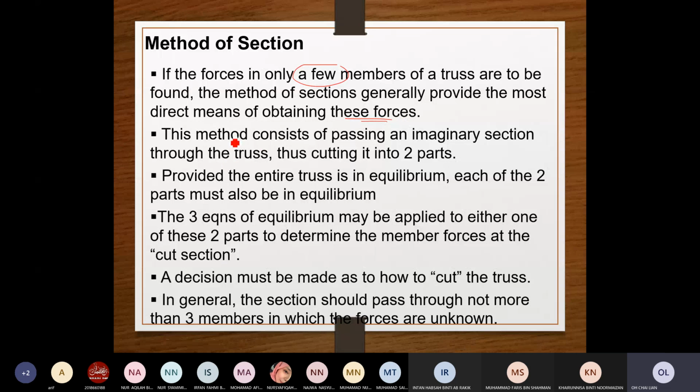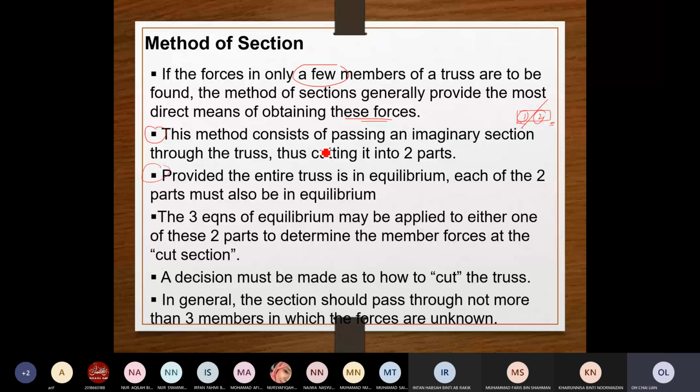And then the second one, this method consists of passing an imaginary section through the truss, cutting it into two parts. So imagine you have this truss and you cut it into two. This will be part one, this will be part two. You need to do that in order to prepare for the analysis.